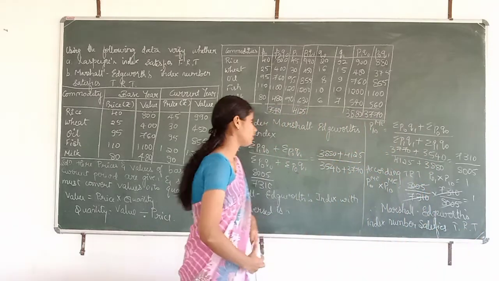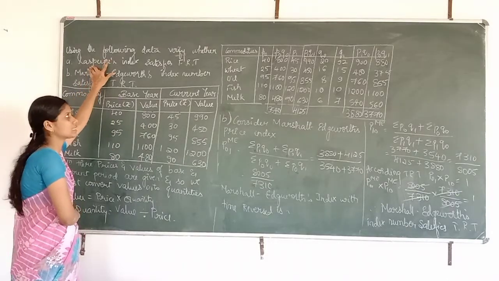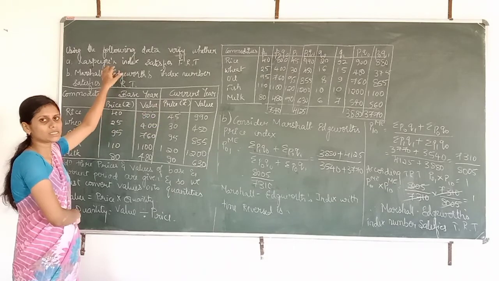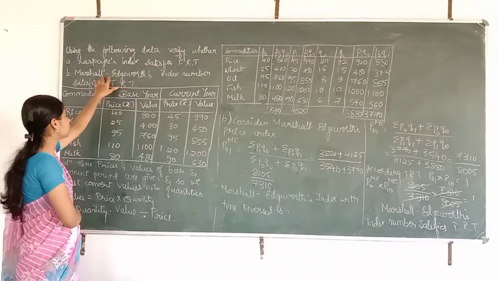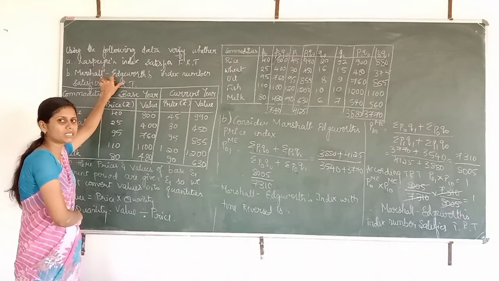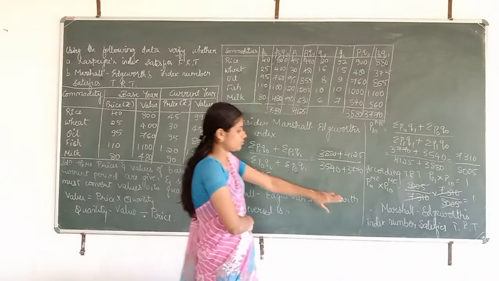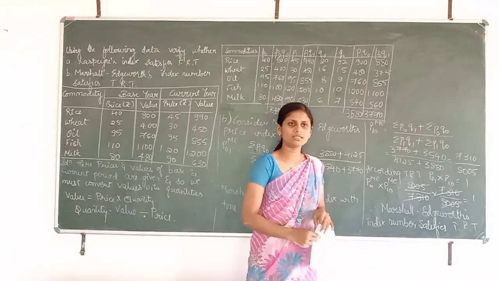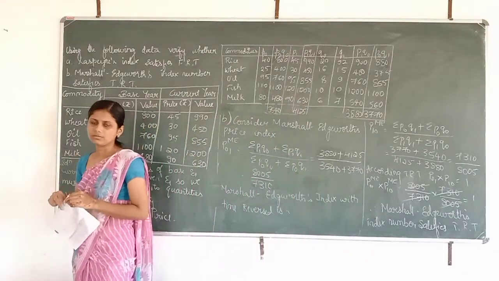So like this we have solved the two problems. The first problem is to verify whether last year's index number satisfies FRT. When we solved, we came to know that last year's index number does not satisfy the factor reversal test. Next we had to verify whether the Marshall-Edgeworth index number satisfies TRT. When we solved the problem, we came to know that the Marshall-Edgeworth index number satisfies the time reversal test. So this is the solution for the given problem.